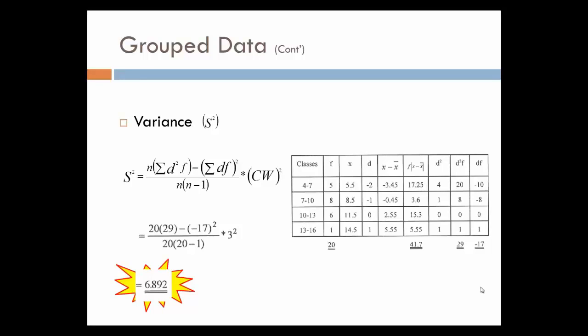and then divided by, it says n times n minus 1. Well, what is n here? n is the frequency. That is 20. It's going to be 20 minus 1. Therefore, it's going to be 20 times 19. And then notice we have 3 squared. Where did we get 3 from? The CW, L sub 2 minus L sub 1. You can see L sub 2 is 7. L sub 1 is the lower limit, and therefore that will give us 3. And that 3 squared will give us 9. So when we finish, we multiply that quantity by 9, and that will give us 6.892.